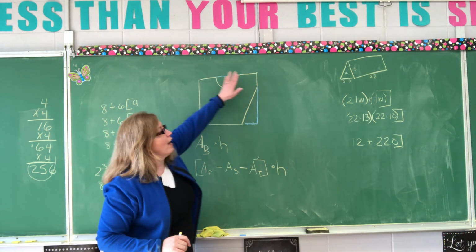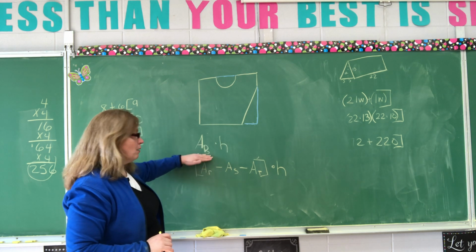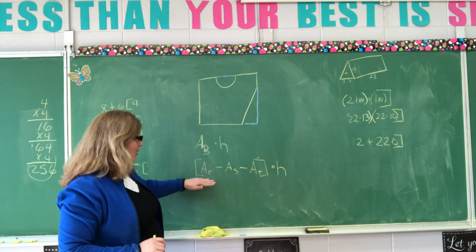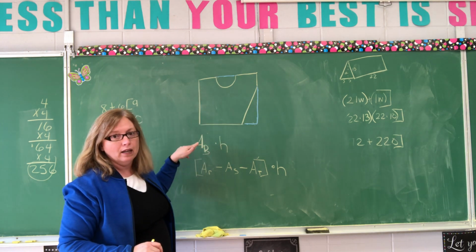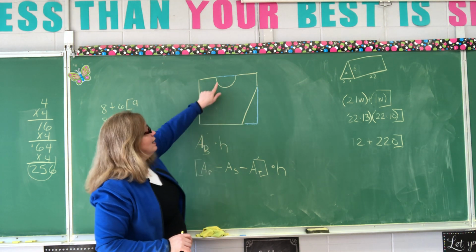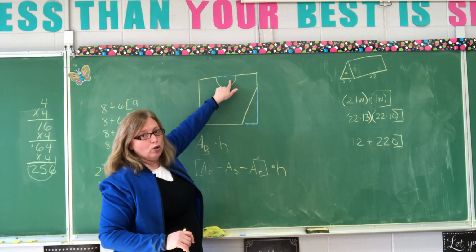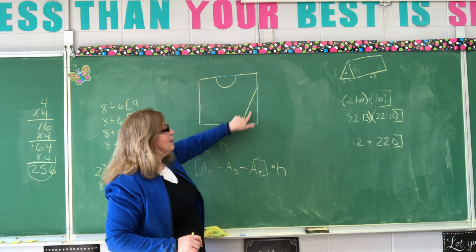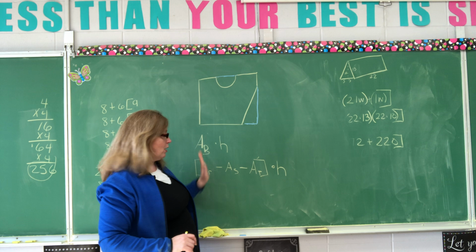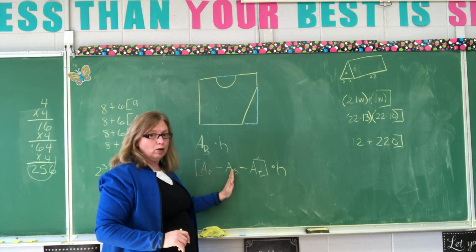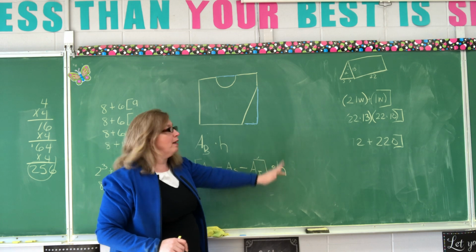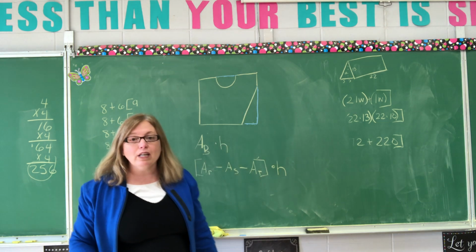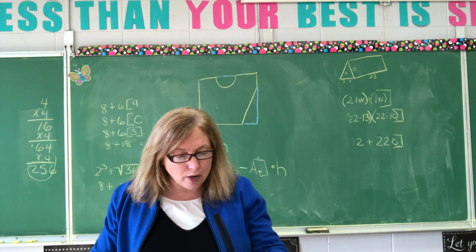So we're going to find the area of the whole thing. That's going to be the area of our base, so that's going to be the area of our rectangle. That's the whole thing. Then we're going to subtract the area of the semicircle, and we're going to subtract the area of the triangle. So take the whole thing, subtract the semicircle, take what's left, subtract your triangle, multiply it by the height. That'll give you your answer for number 10.